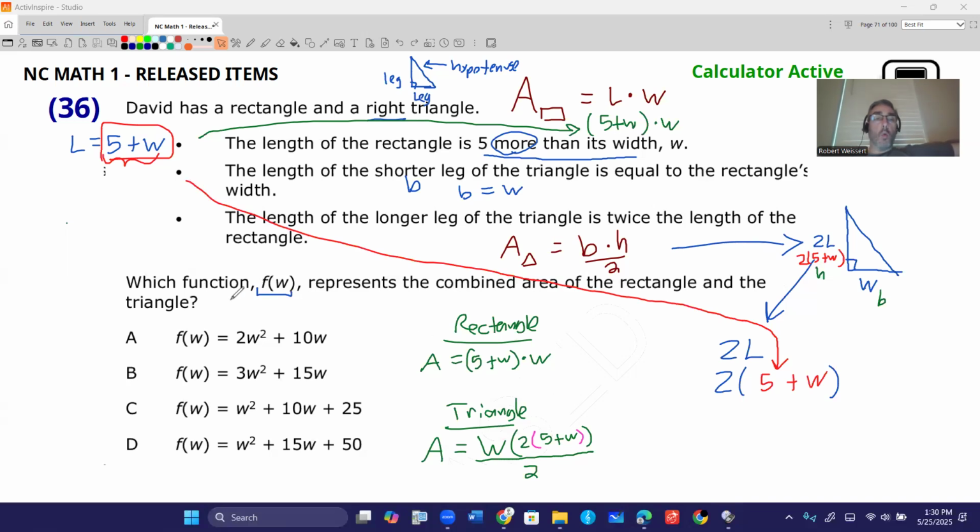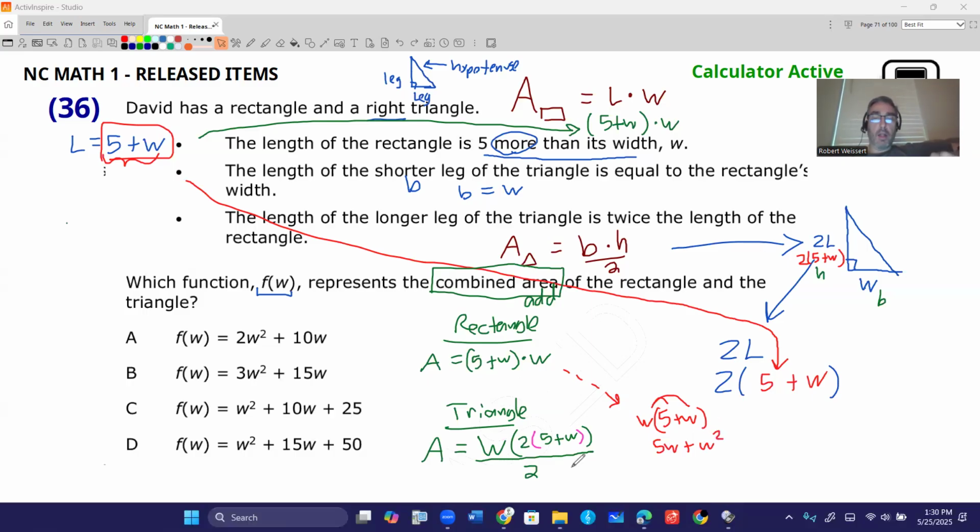And it says, what function represents the combined area? Combine means to add. So if I add these two things up, it should give me one of these answer choices. This question is a lot of work. So let's think about what we're doing when we're combining and multiplying things. First, I'm going to do 5 plus W multiplied by W. I'm going to put that W out front, and that's just going to be distributing. So that's going to be 5W plus W squared.